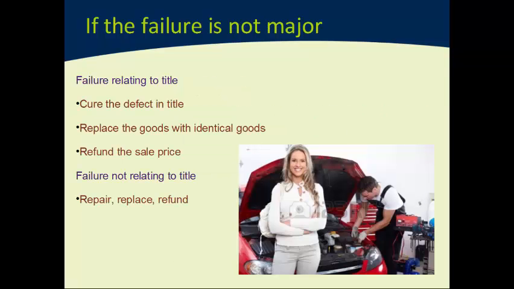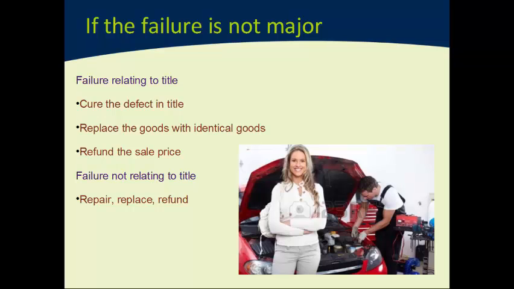What if the failure is not major? Well, if the failure is not major, then there are a few different options available to both the consumer and the retailer. We look at two different types of failures. The first is failures relating to the title. Now you remember the consumer guarantee relating to title. We discussed this in Contracts A.